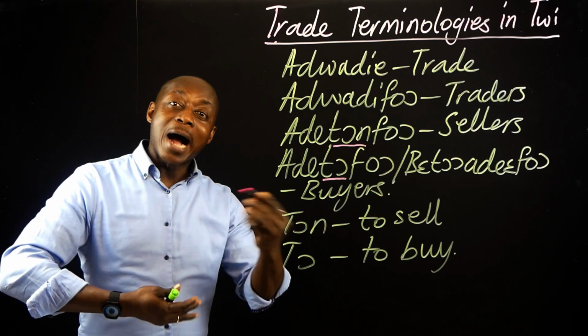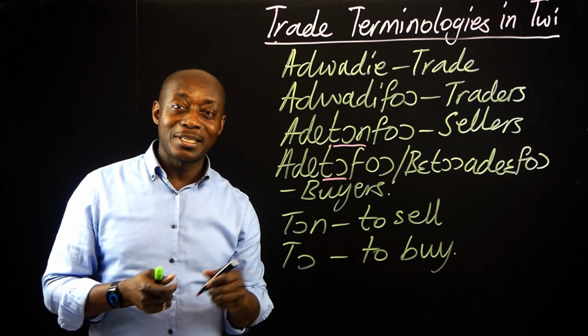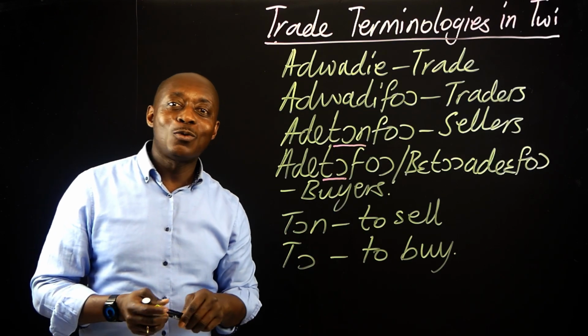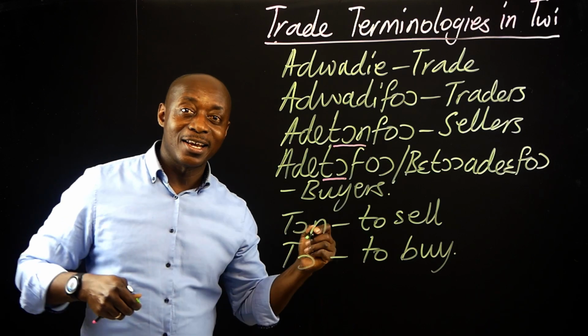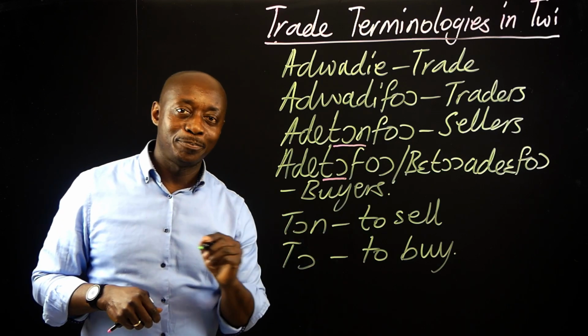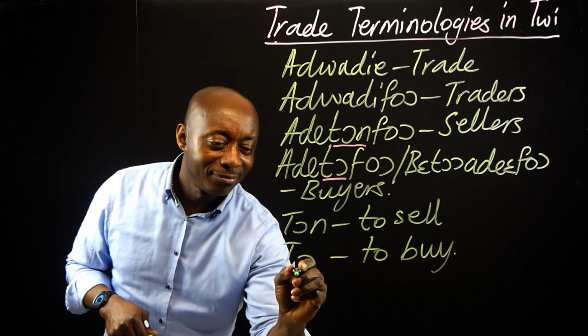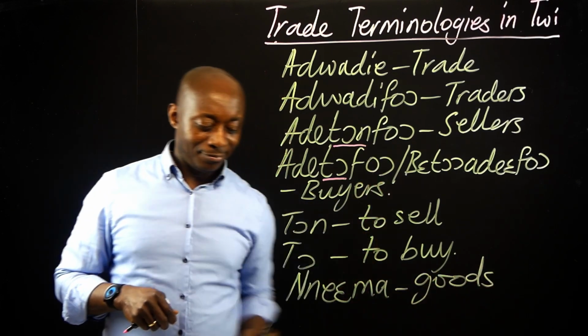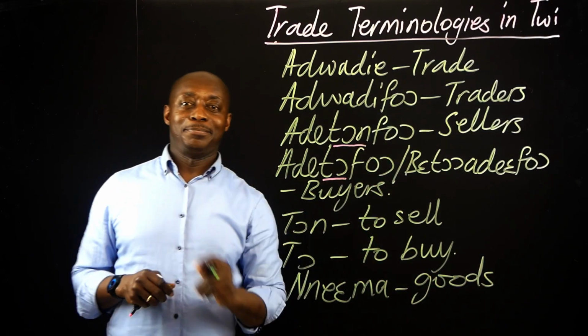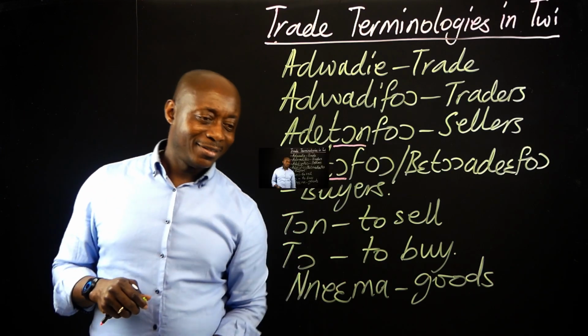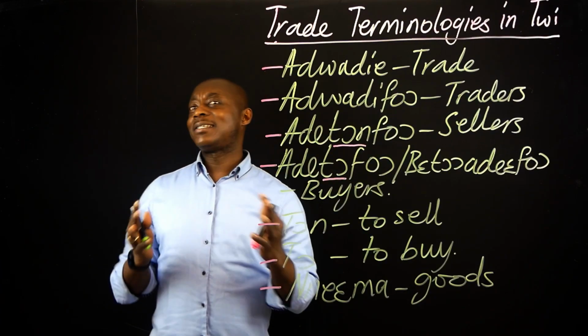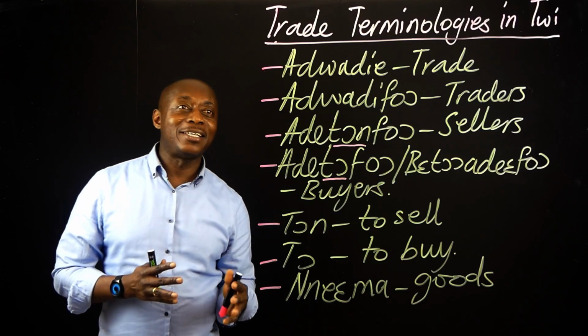What do people buy? They buy goods, isn't it? So how do we say goods in Twi? We say nneɛma. Nneɛma. So to wrap things up, this is what we are saying.